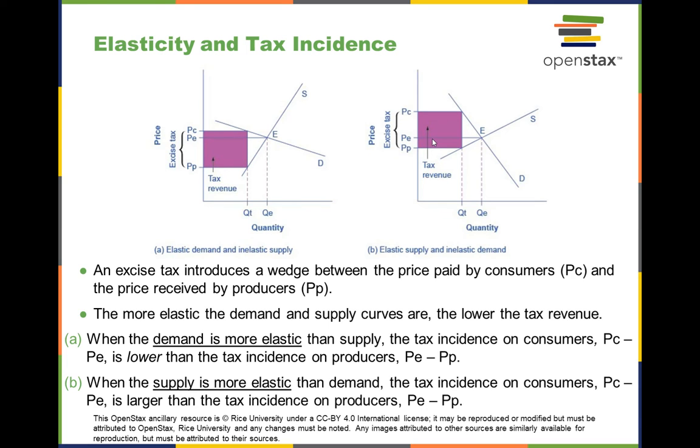And we can see the opposite over here. The tax incidence on consumers is going to be larger than the tax incidence on the producers whenever the supply is more elastic.